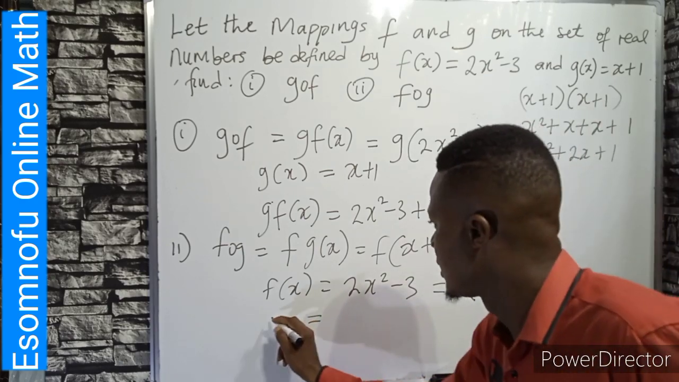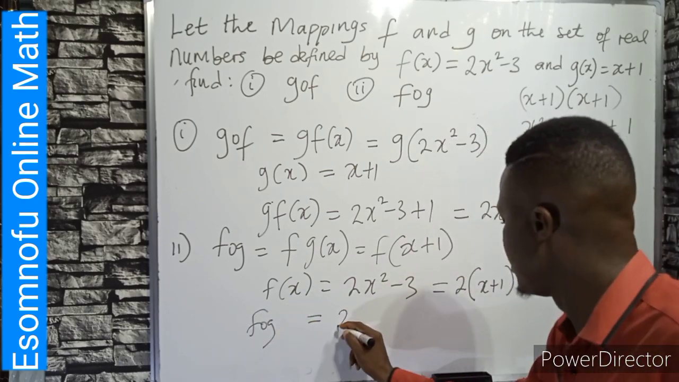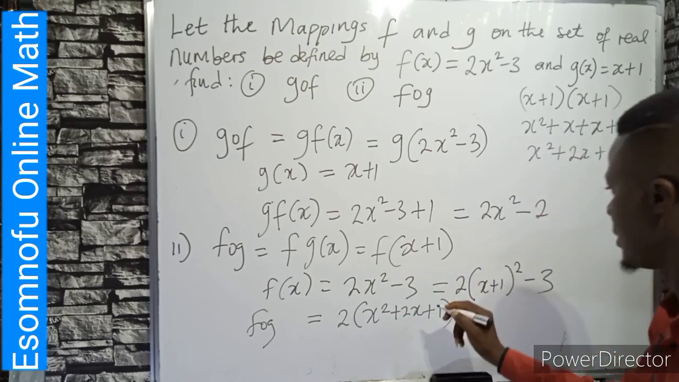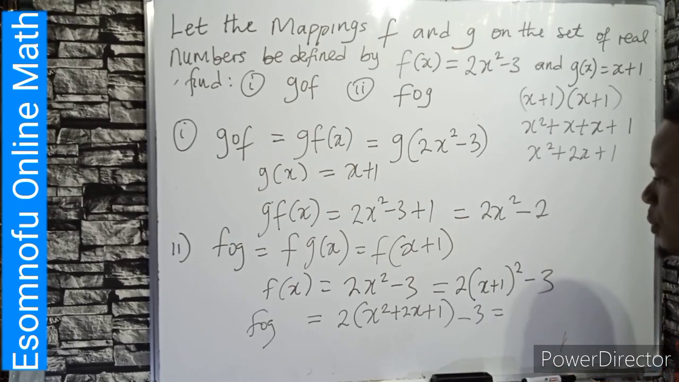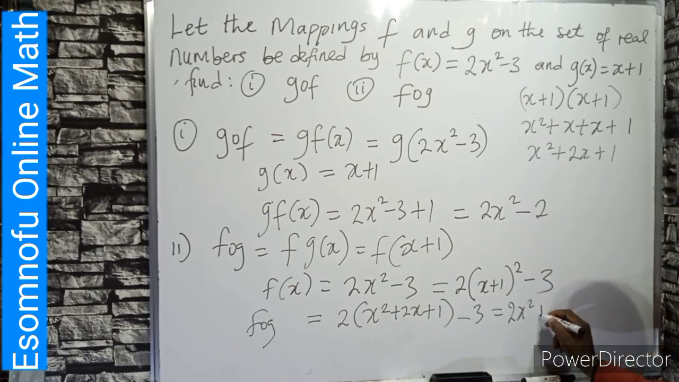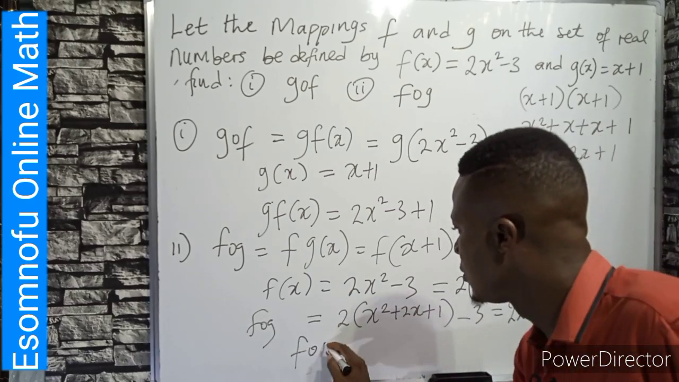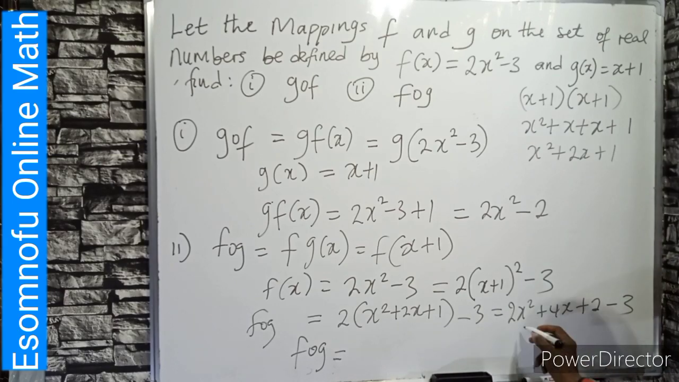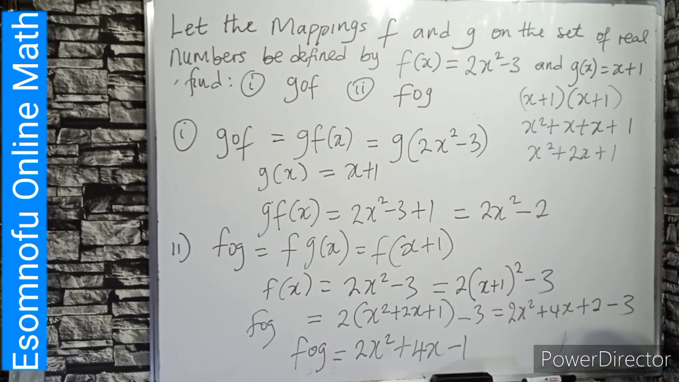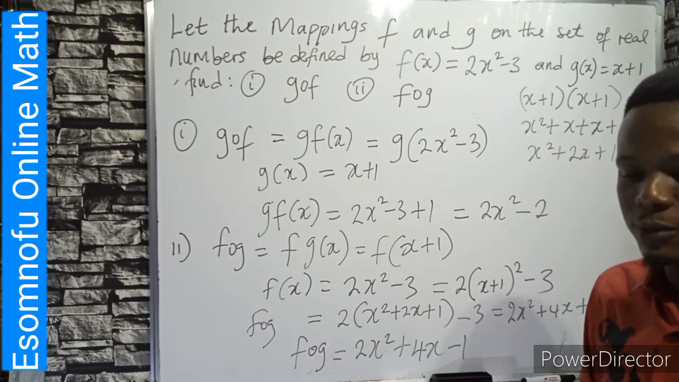So we shall have that fog will now be 2 bracket x squared plus 2x plus 1, then minus 3. Open your bracket: 2 times x squared is 2x squared, 2 times 2x will give us 4x, and 2 times 1 will give us 2, then minus 3. So finally, the fog which we are asked to get will now be 2x squared plus 4x, and 2 minus 3 will give us minus 1. So this is the solution to this particular problem.